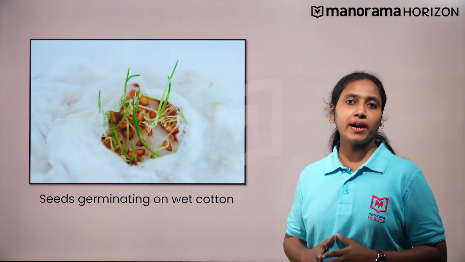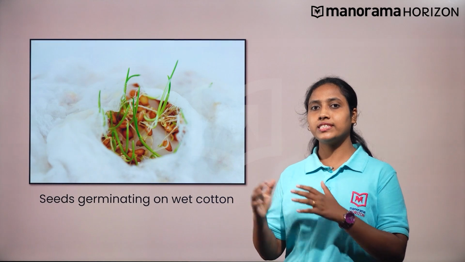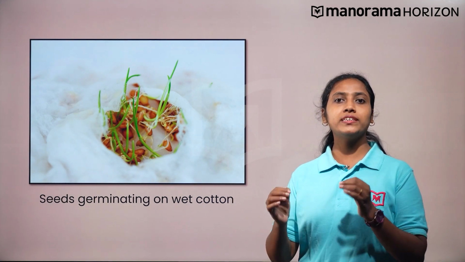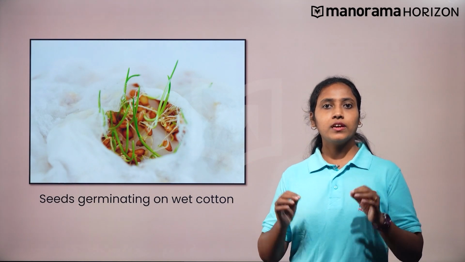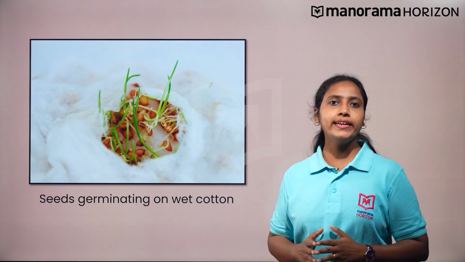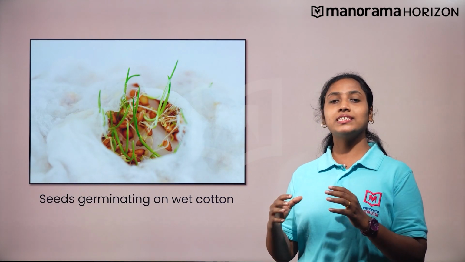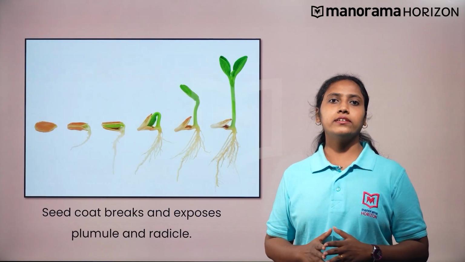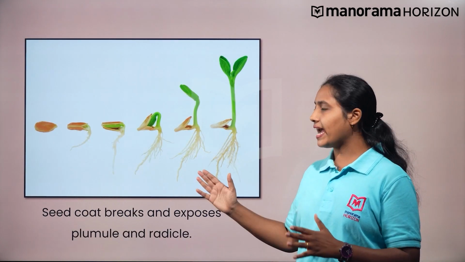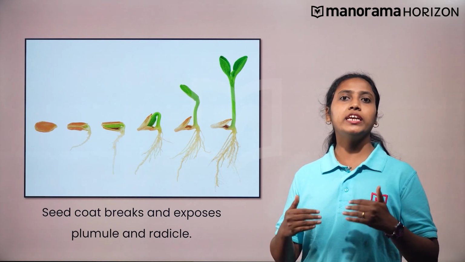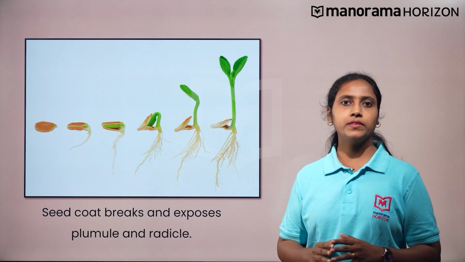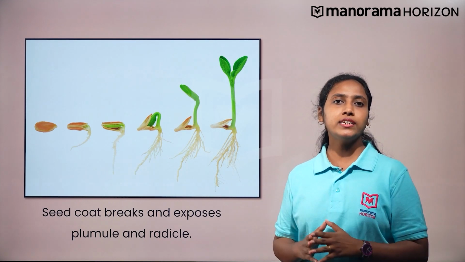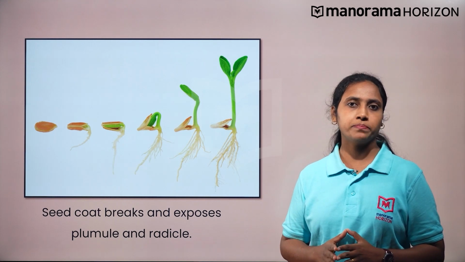In earlier grades, our teacher might have asked us to germinate seeds on wet cotton. What changes do we notice when a seed germinates? We see that at the beginning of the germination process, the seed swells, absorbing a high quantity of water. Later, the seed coat breaks and the plumule and radicle emerge out of the seed. The plumule gives rise to a shoot system and the radicle gives rise to a root system.